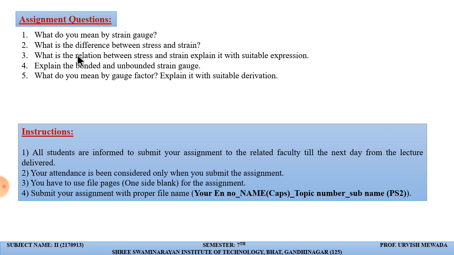The third question is, what is the relation between stress and strain? Explain it with suitable expression. The fourth is, explain the bonded and unbonded strain gauges. And fifth is, what do you mean by the gauge factor? Explain it with suitable derivation. Question number 5 is very important from this topic, and this question is repeatedly asked in the GTU exam.